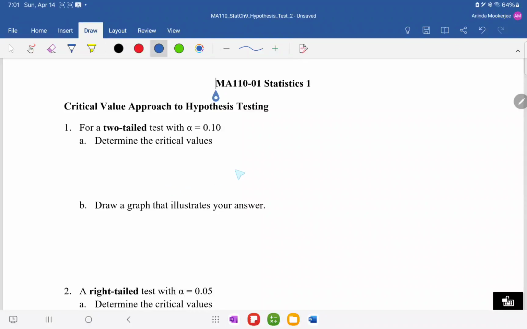Hello everyone. This is the second worksheet on hypothesis testing, and this focuses just on the critical value approach and finding critical values.